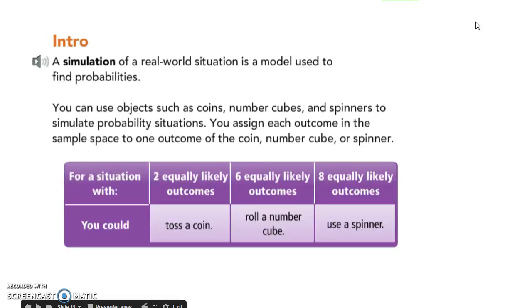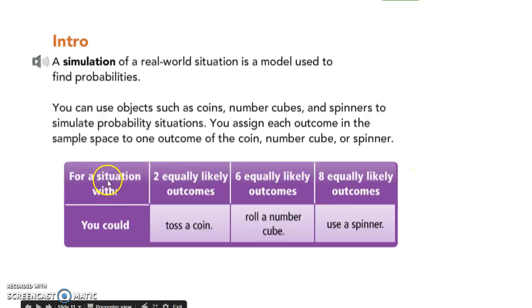All right, last thing, one more definition, simulation. A simulation of a real-world situation is a model used to find probabilities. Copy that definition down. So here we have some different examples of simulations.